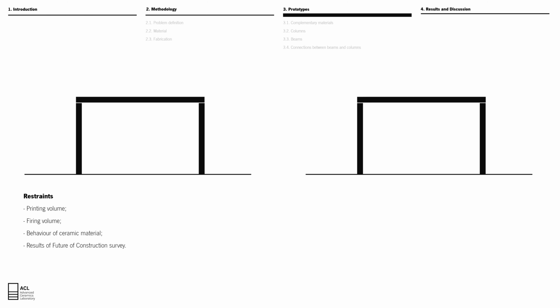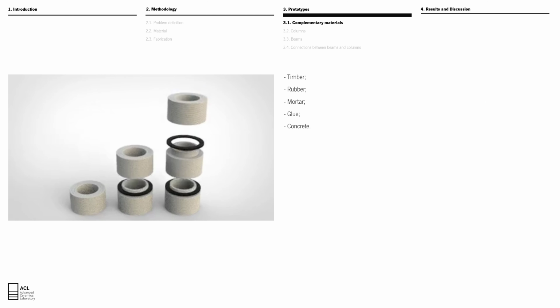Considering all these restraints, namely printing volume, firing volume, behavior of ceramic material, and the results from the Future of Construction survey, we point to the study of discretization and connections between components as the main and final obstacle to produce fully functional systems. In order to solve that, we place on the table a set of materials that could help us get a constructible system. The materials were timber, rubber, mortar, glue, and concrete. These materials work between each component and serve mainly to avoid different ceramic pieces touching, preventing cracks and explosions.